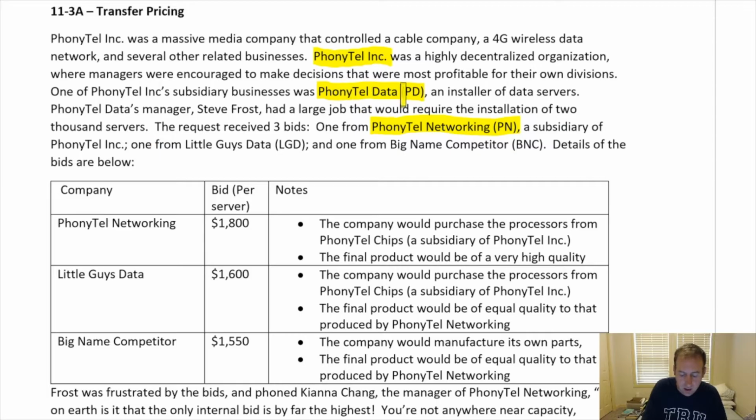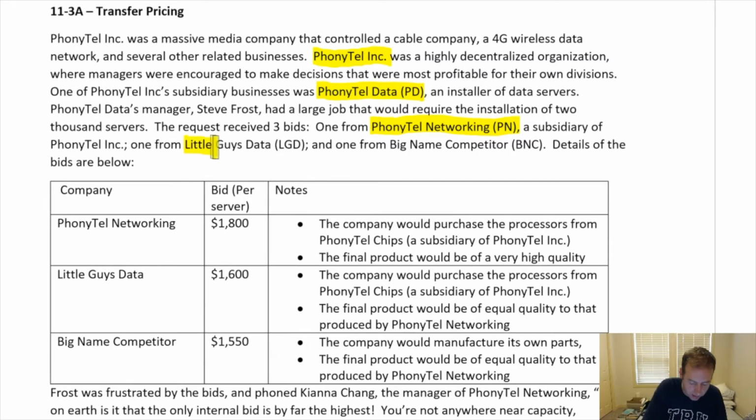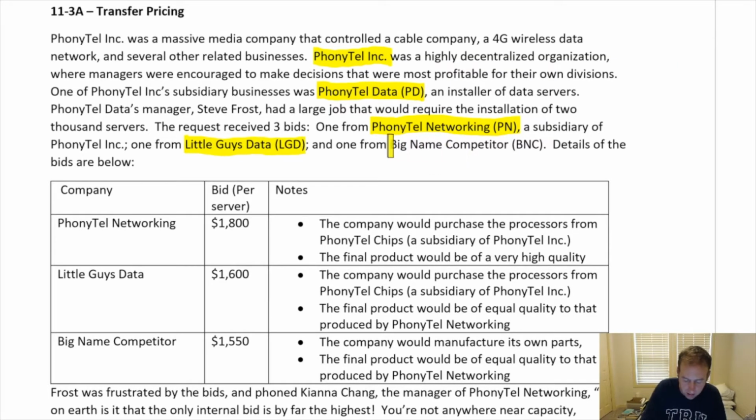So, okay, Phonytail Data is this installer of data servers. And I don't even really know what a data server is. It's a computer that sits in an air-conditioned room somewhere. And they had a bunch of servers to install. And so they said, okay, we're going to have a request for proposals. You're going to send me your bid, and 3 bids, one from Phonytail Networking, one from Little Guys Data. Well, that's not a subsidiary here, but it's another company, and one from Big Name Competitor. Details of the bids are below.